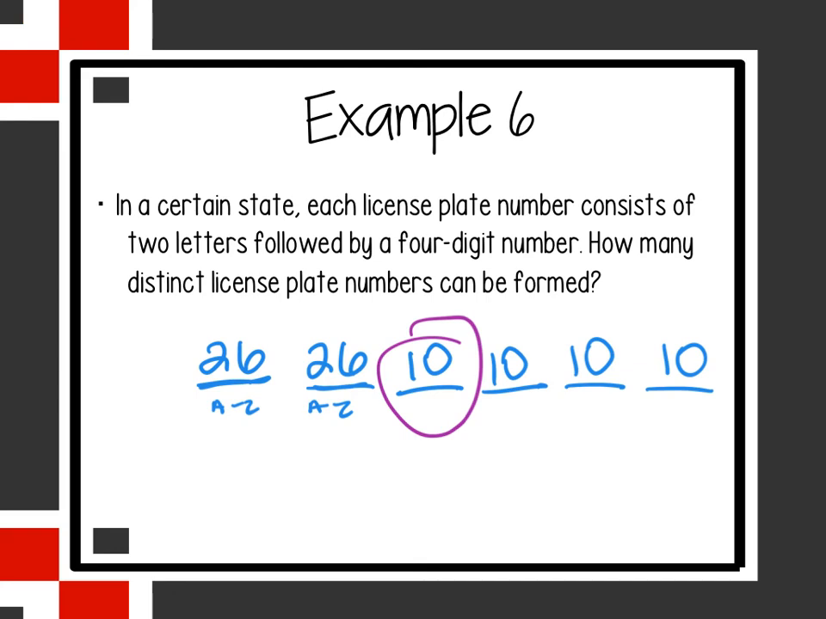So sometimes they'll say there's a rule, right? You can't start your phone number with a 1 or a 0. So the first space is 8 options. Then the rest of them can be anything, so the rest of them can be 10. So this was 676, and then 10, 10, 10, 10.